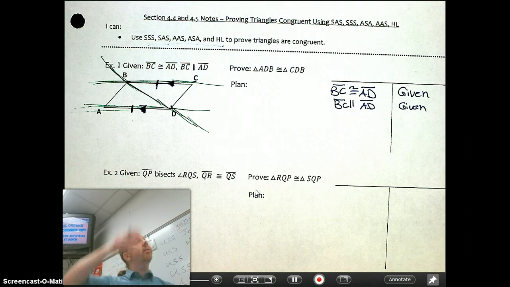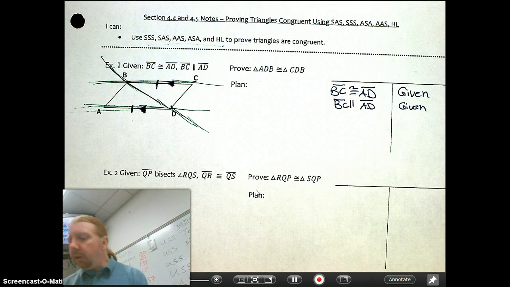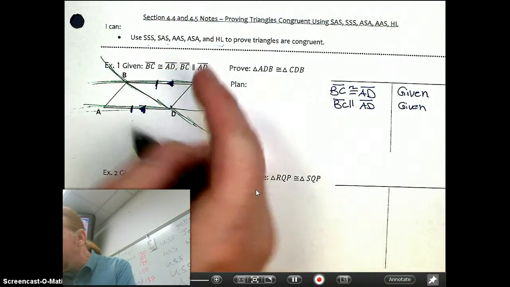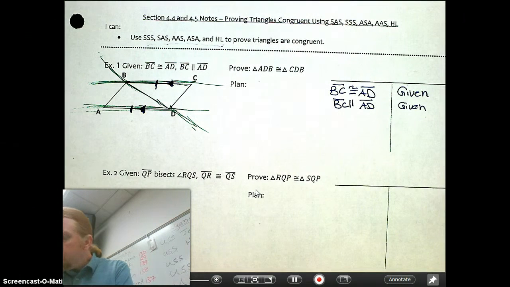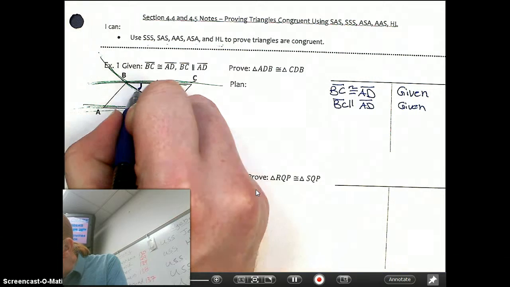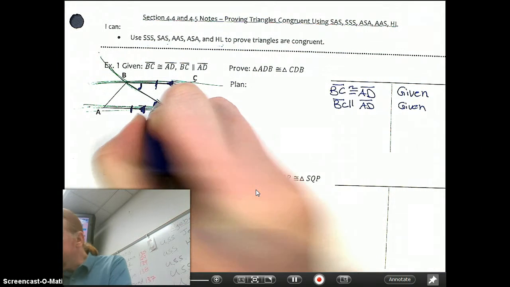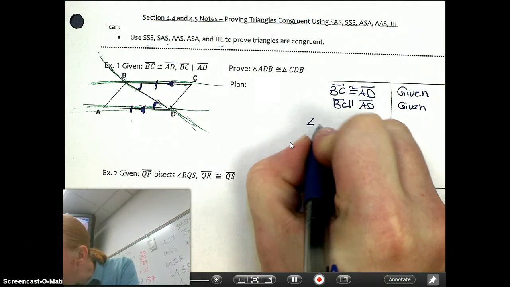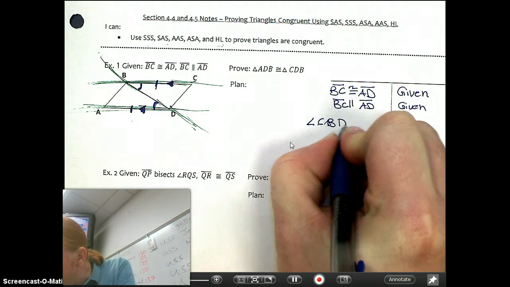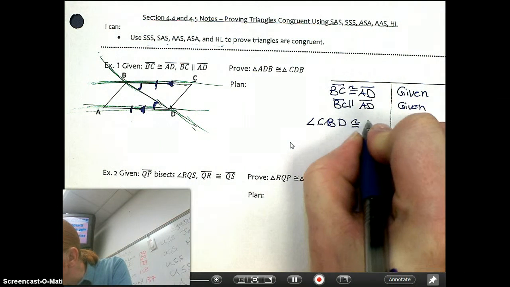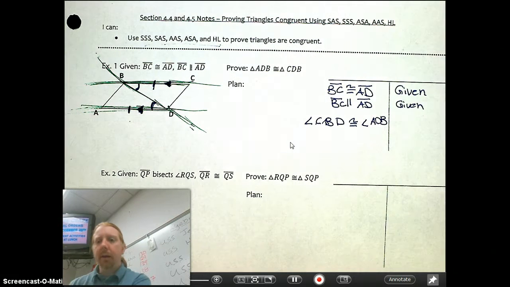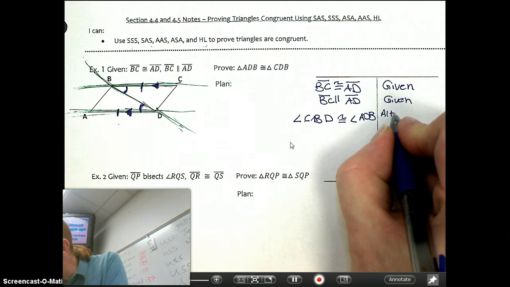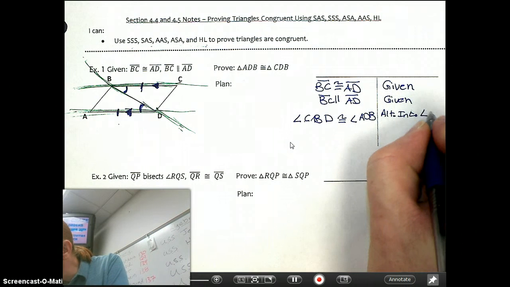I can see my 2 parallel lines. I can see that transversal cutting across. I can see these angles that I've created. I'm going to ignore these segments over here and just focus on these 3 lines. So if I look, I've got an angle here. I've got an angle there. So that would be angle CBD congruent to angle ADB. And that would be by the alternate interior angles theorem.